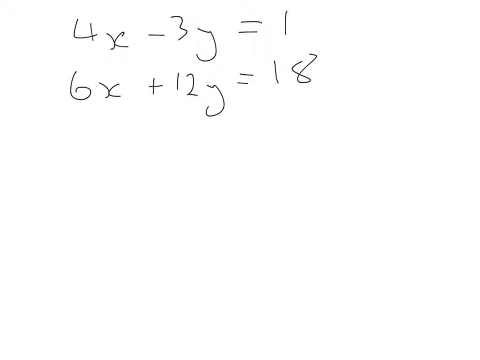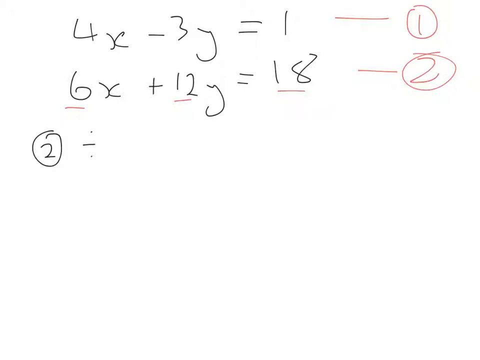Now this question, there's no singular pronumeral. But if you look at number 2, we can see we've got a 6, a 12 and an 18. Now those 3 numbers are all divisible by 6. So I can take number 2 and divide it by 6, and that will give me x plus 2y equals 3. So I've effectively made that singular pronumeral happen just by dividing. So you can do that as well.